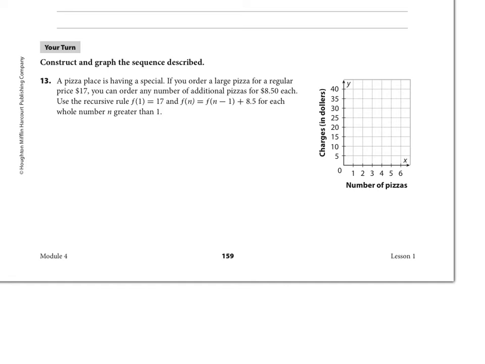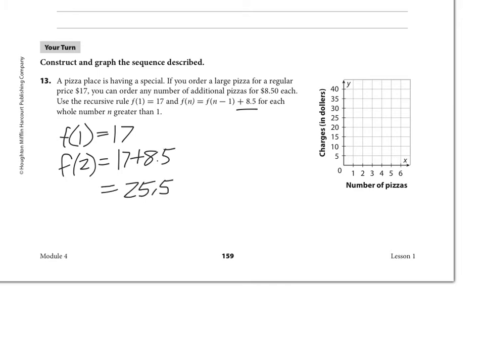So we know f of 1 is 17. So we buy one pizza, it's $17. Then every time after that, we are adding $8.50. So if I get 2 pizzas, it's 17 plus $8.50 for the next one. So I add 17 plus $8.50, and that gives me $25.50.